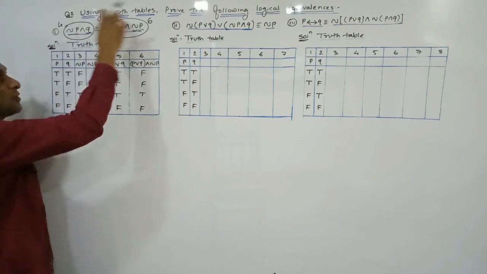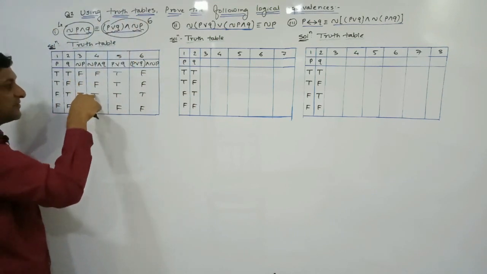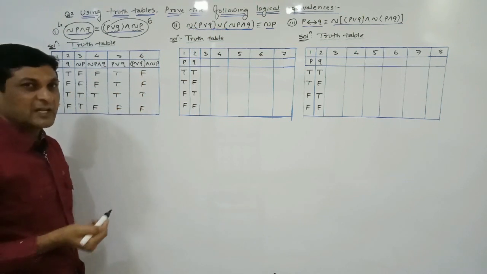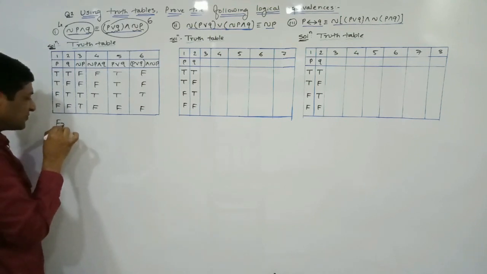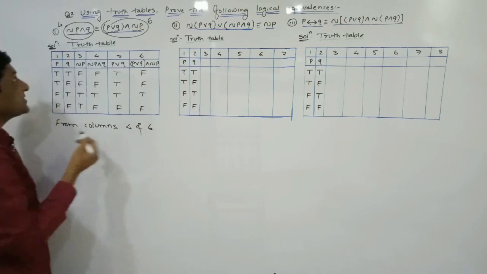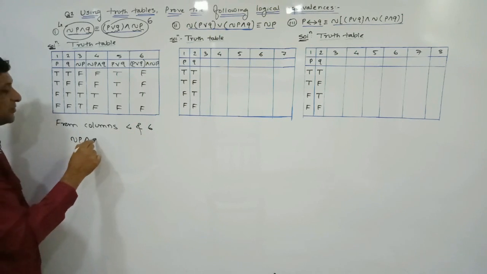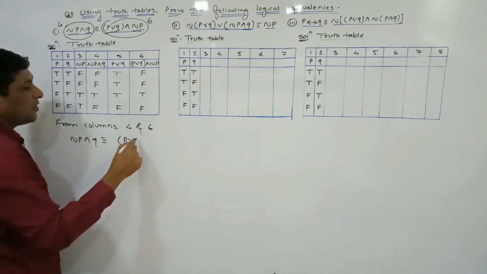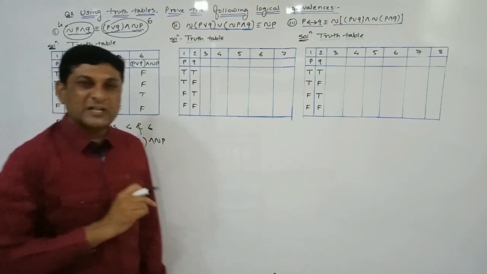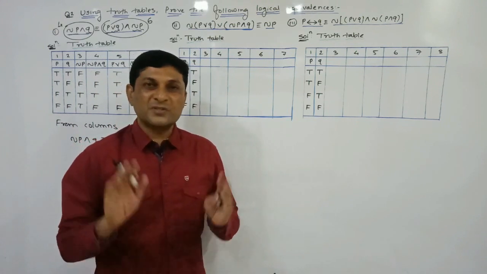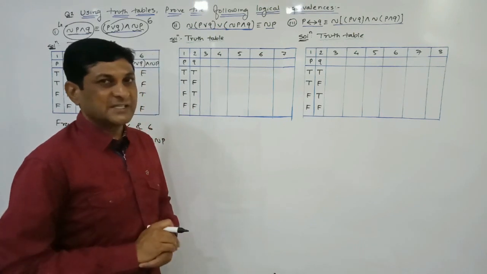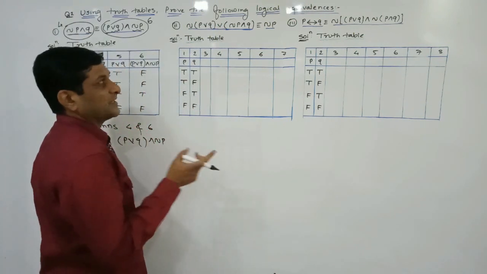Now observe the truth values in column number 4 and column number 6: F F T F. So the truth values are identical. That's why we can say that the given two statements are logically equivalent. So here write down: from columns 4 and 6, what is our conclusion? Negation P and Q is equivalent to P or Q and negation P. Hope the method to show that two statements are logically equivalent is very clear to you. Just find the truth values of both statements and check whether they are exactly the same, meaning identical or not. Now let us try to solve the second example.